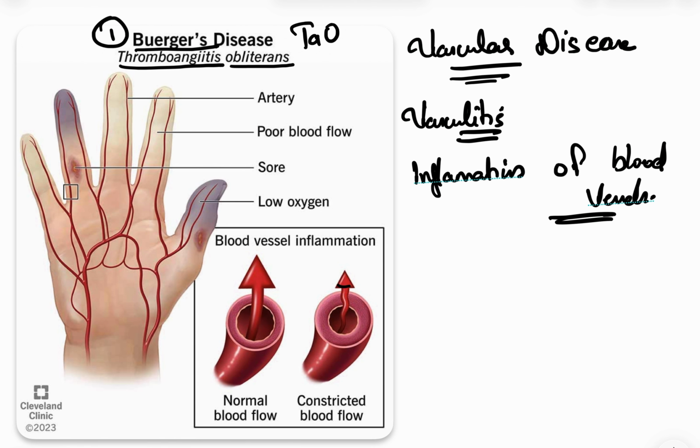Okay, this is most commonly seen in the distal upper and lower limbs. Distal means it is away from the center part of the body. So in most cases, this affects the fingers of the upper and lower limbs.